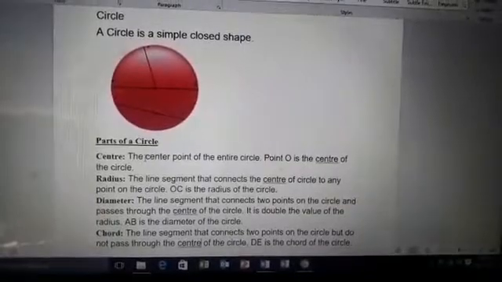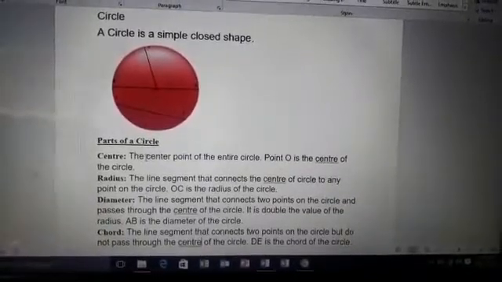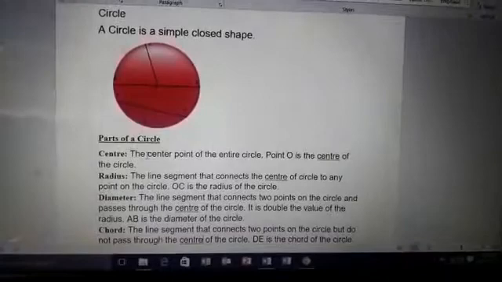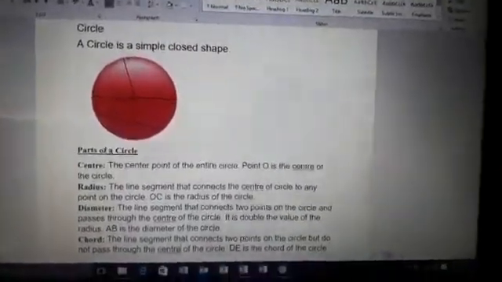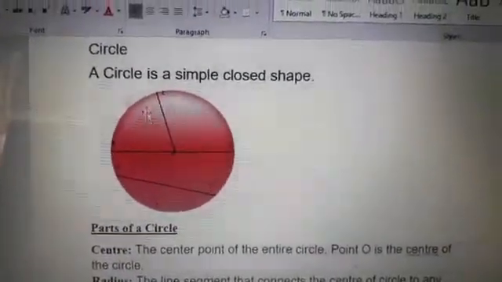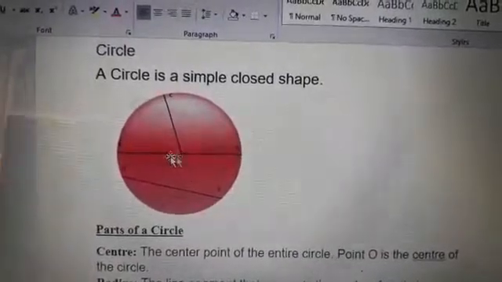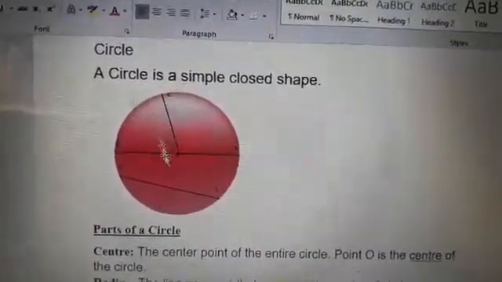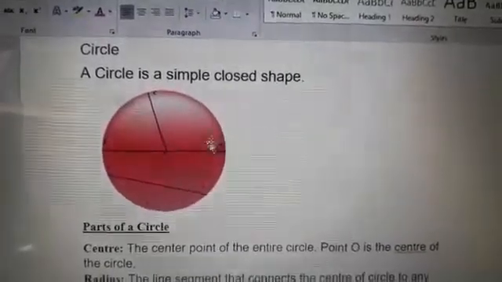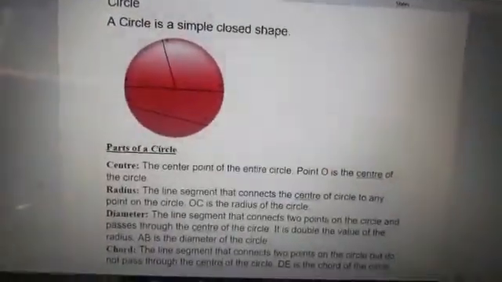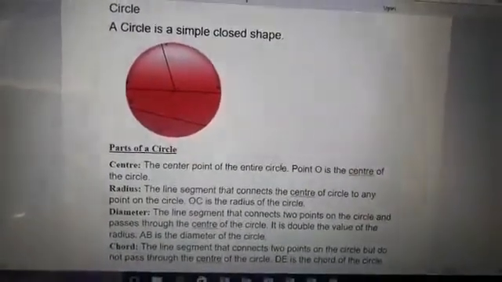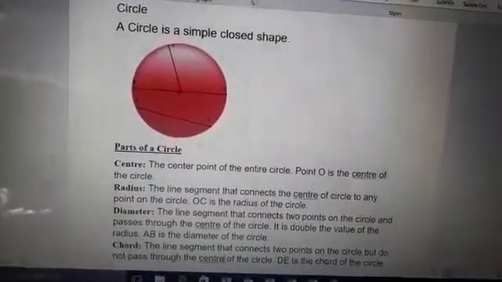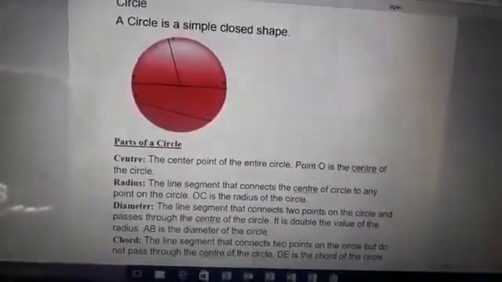Before knowing about the perimeter and circumference or about the area of the circle, we should know about the parts of the circle. Here you can see the circle figure. It is having center, radius, and diameter, that I will explain you in detail. See, parts of the circle include center. The center point of the entire circle is point O. Okay, here point O is the center.